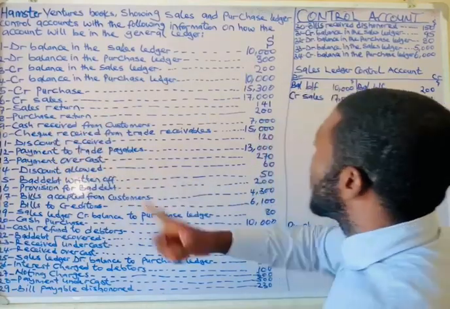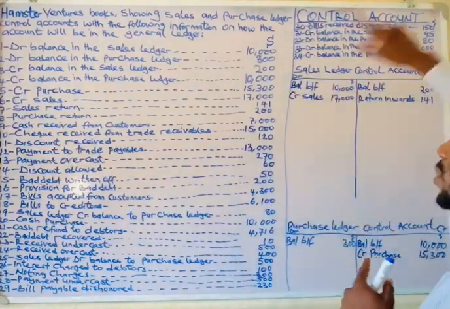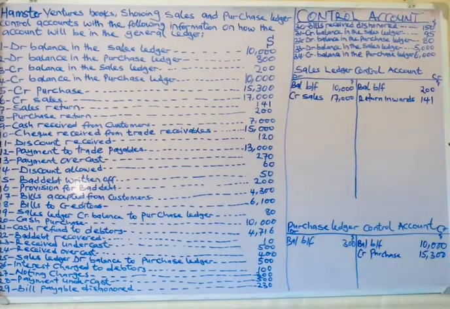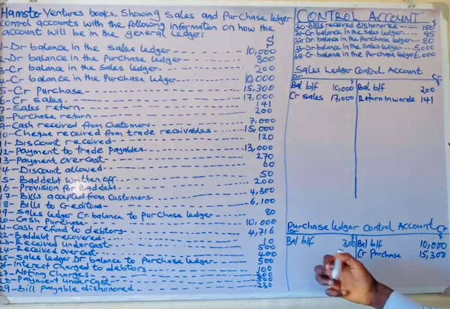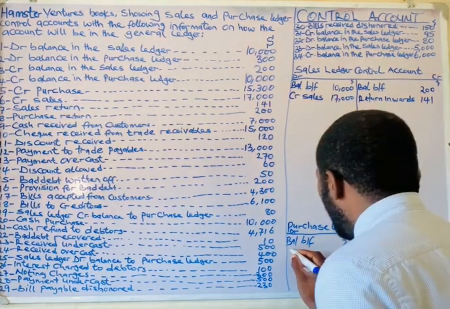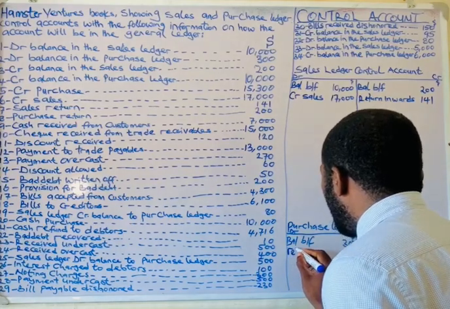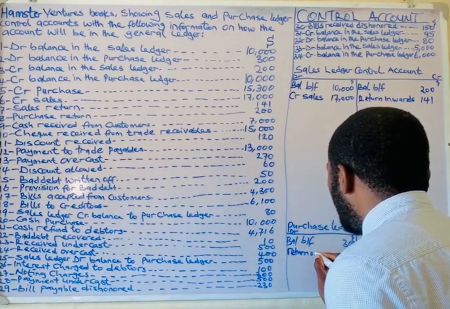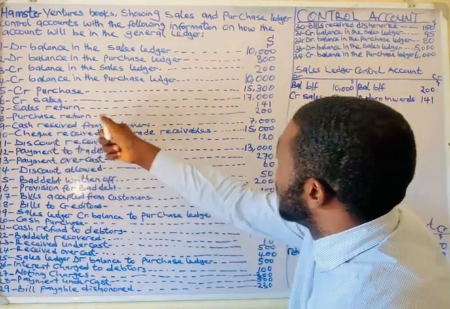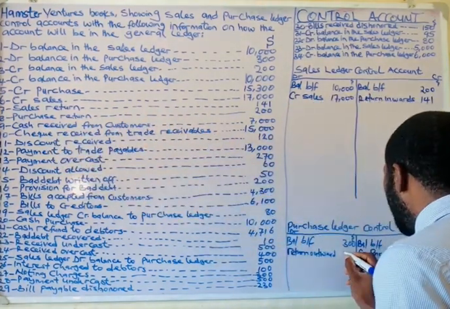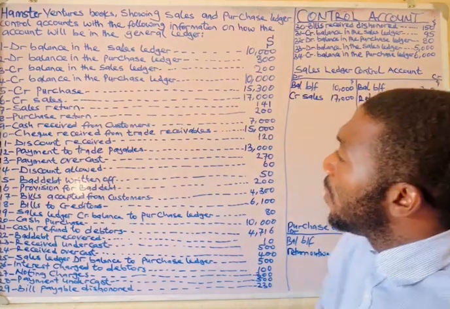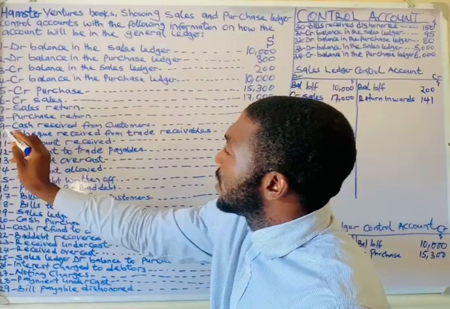Control account is one of the simplest topics in accounting. Purchase return, this is return outward. We are returning it back to our creditors. It will reduce what we are to pay the creditors. So it will come here and reduce this credit balance. So return outwards. And the return outward, purchase return, is $200. Simple as that.